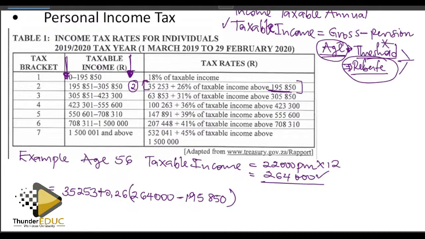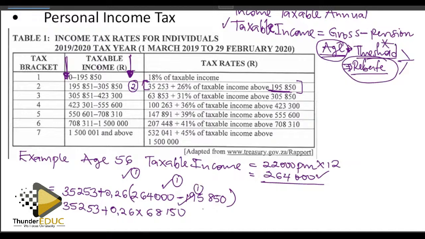You choose the bracket. If it's not given to you, you get a mark for the bracket number 2, and for you to substitute the right number, another mark. So what you do is plus 0.26 times the number you get in the bracket, subtract the number there, 195,850, the number you get in the bracket here. You get a mark for that.